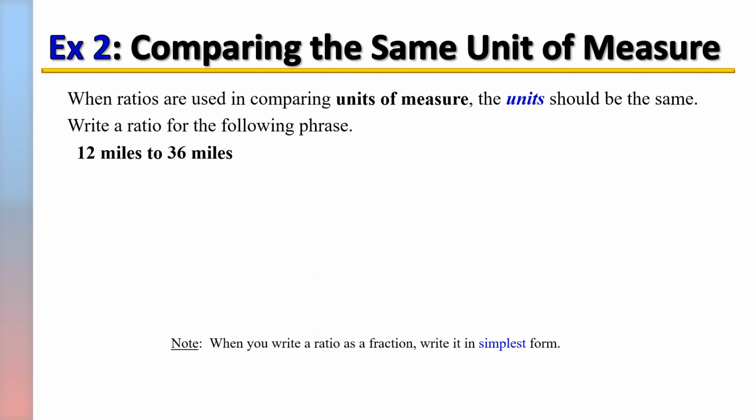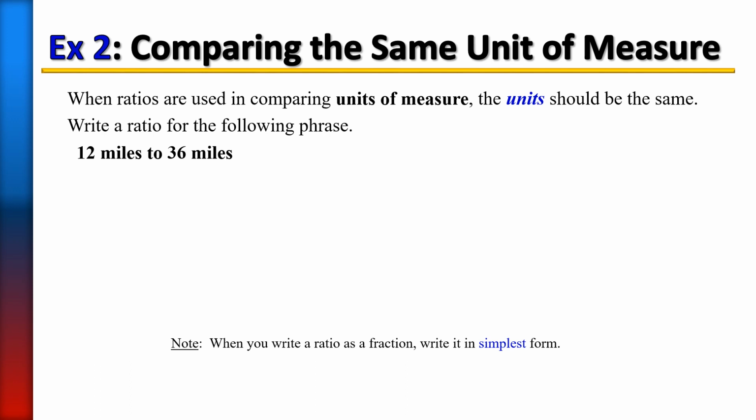Now, when ratios are used to compare units of measure, the units should be the same. For example, here we're asked to write a ratio for the phrase 12 miles to 36 miles. Notice that the units are both in miles. They are the same. So when they are the same, all we need to do is write it in fraction form and then simplify our fraction if it's possible.